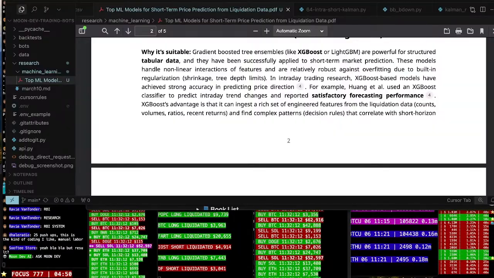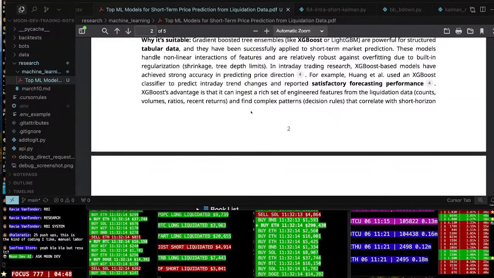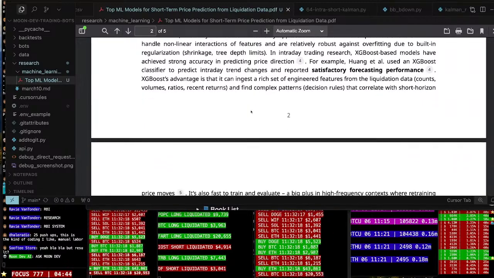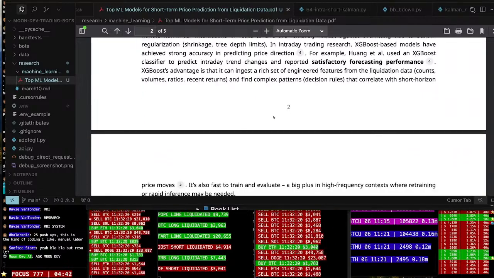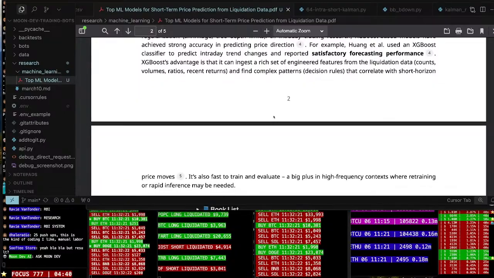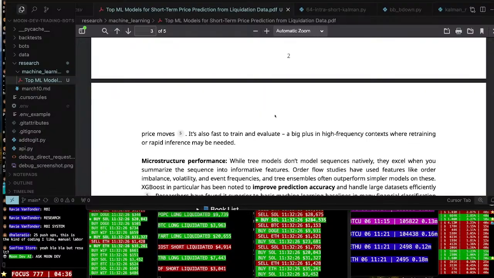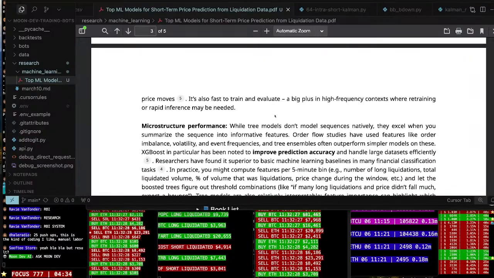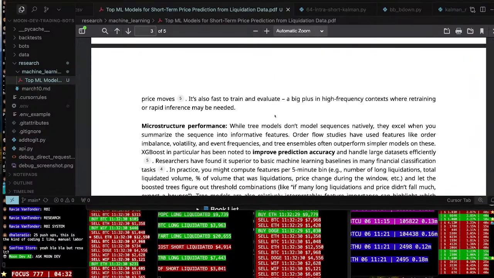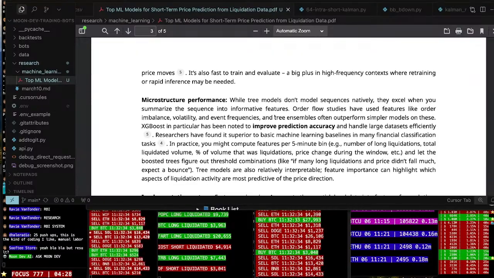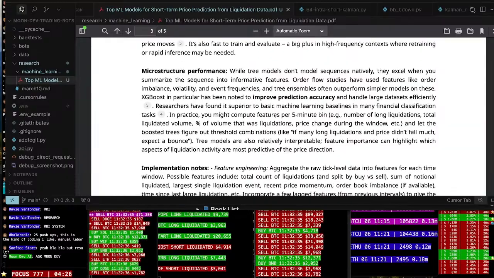XGBoost's advantage is that it can ingest a rich set of engineered features from the liquidation data: counts, volumes, ratios, recent returns, and find complex patterns and decision rules that correlate with short horizon price moves. It's also fast to train and evaluate, a big plus in high frequency contexts where retraining or rapid inference may be needed.